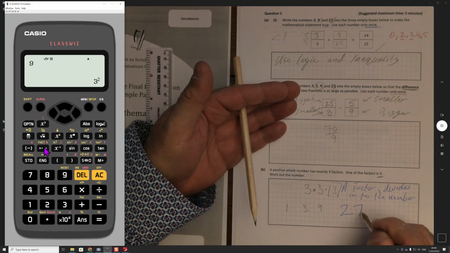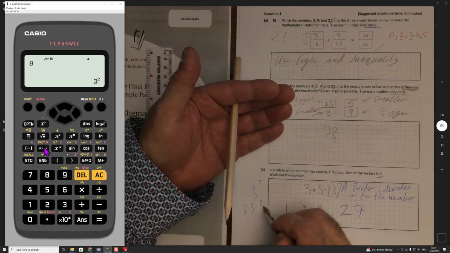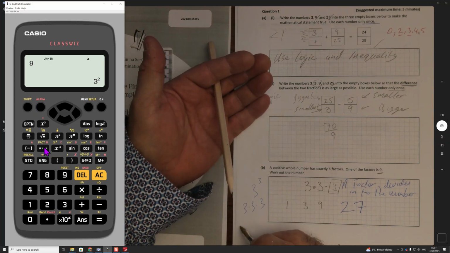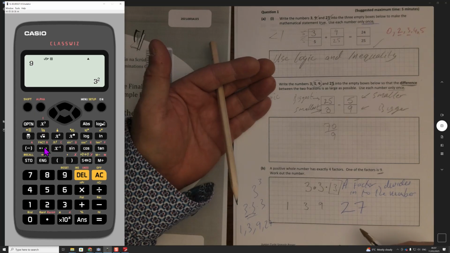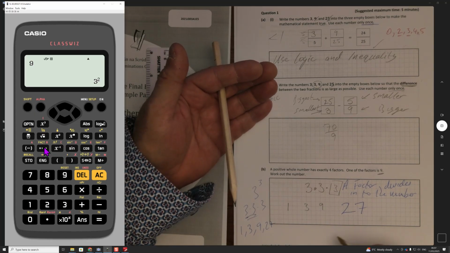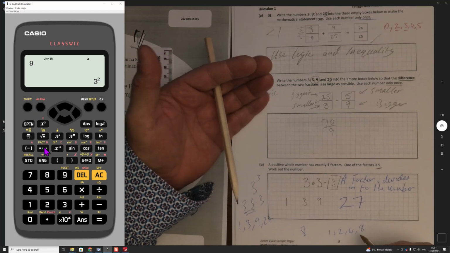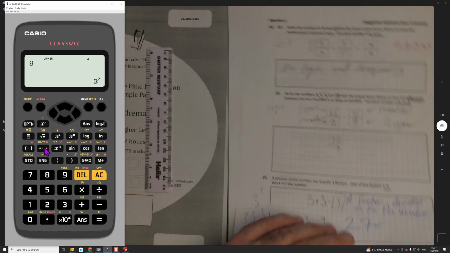Okay, so just to kick this around a bit again, this 27 would be 3 cubed, or 3 times 3 times 3 if you expand it. So you would have 1, 3, 9, and 27 as factors. Okay, so a variation of this might be the number 8, because it would have 1, 2, 4, and 8 as factors. Okay, and so on. That's the answer there. And that's the end of question 1.